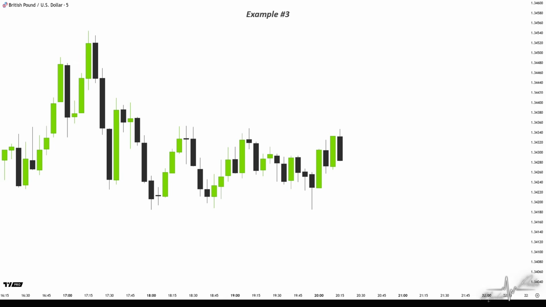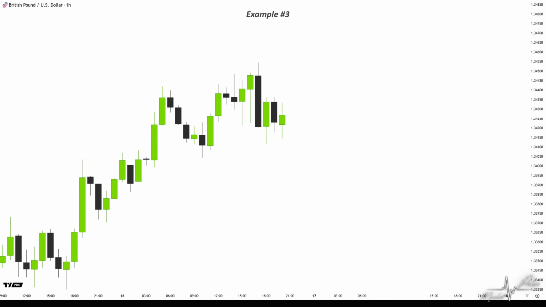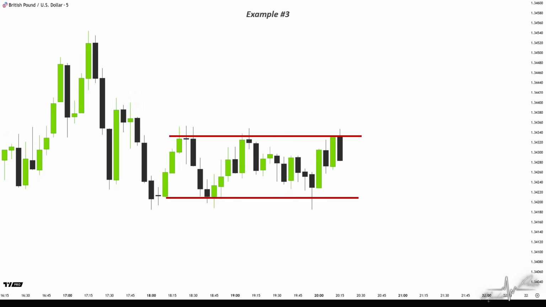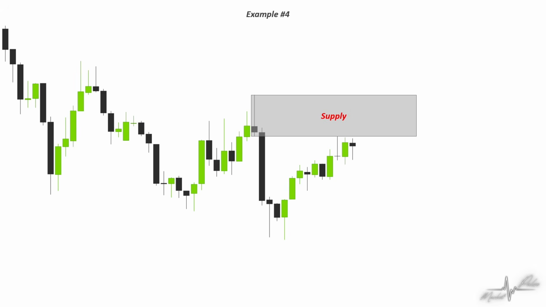In this third example, price is consolidating on the 5-minute chart, moving inside a tight range. A breakout in either direction might look tradable. But when we zoom out to the 1-hour chart, the higher time frame direction is clearly bullish. So instead of trading both sides, we focus only on buys. If price breaks below the range, there's a higher chance it becomes a false breakout. And if price moves back into the range, we can look for long entries, aligned with the higher time frame trend.